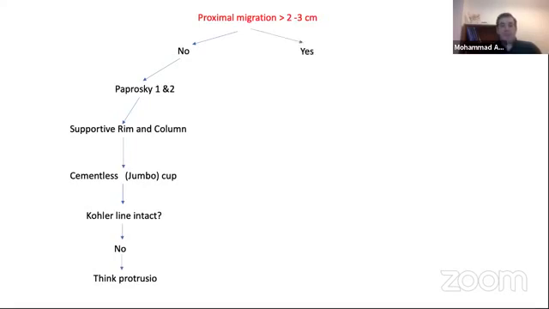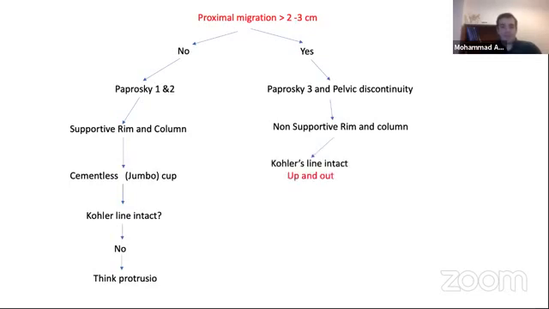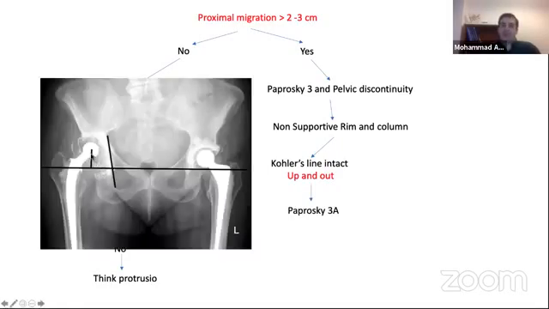Moving on to deeper waters, when you've got proximal migration more than 2 to 3 centimeters, so that's either a Paprosky 3 or a pelvic discontinuity. And that means you don't have a supportive rim or column. It can be broadly classified into 3As and 3Bs with pelvic discontinuity. It can be either up and out, which is a Paprosky 3A, and you can see here that the center of rotation is migrating proximally from the superior obturator line, as well as laterally from the Kohler's line.